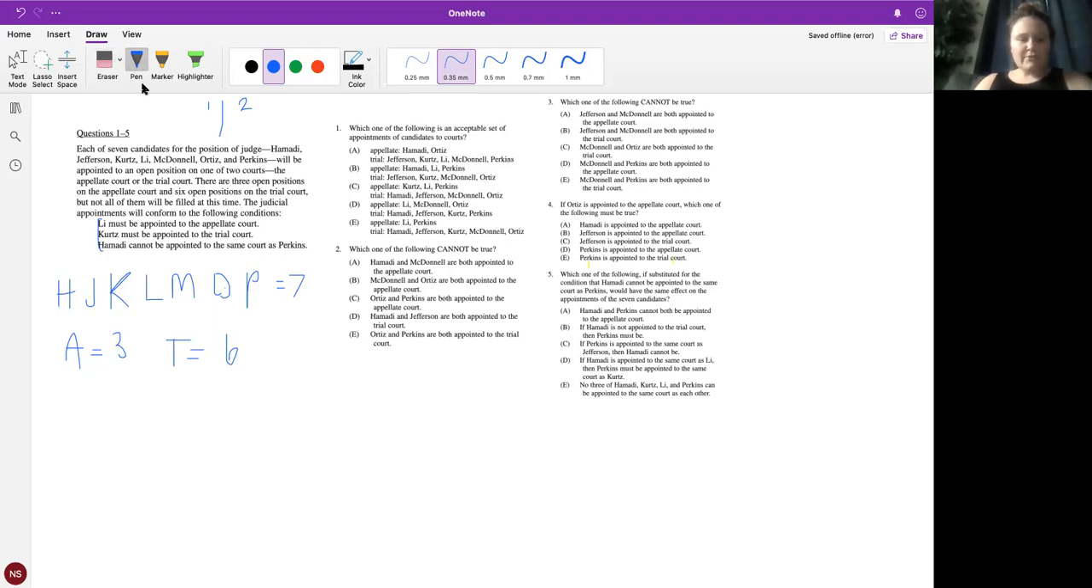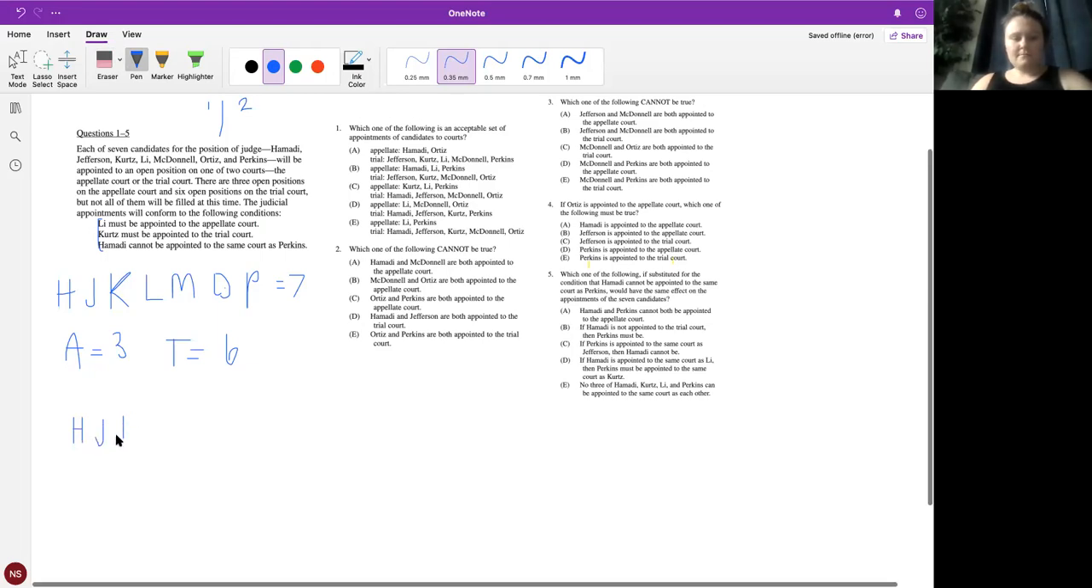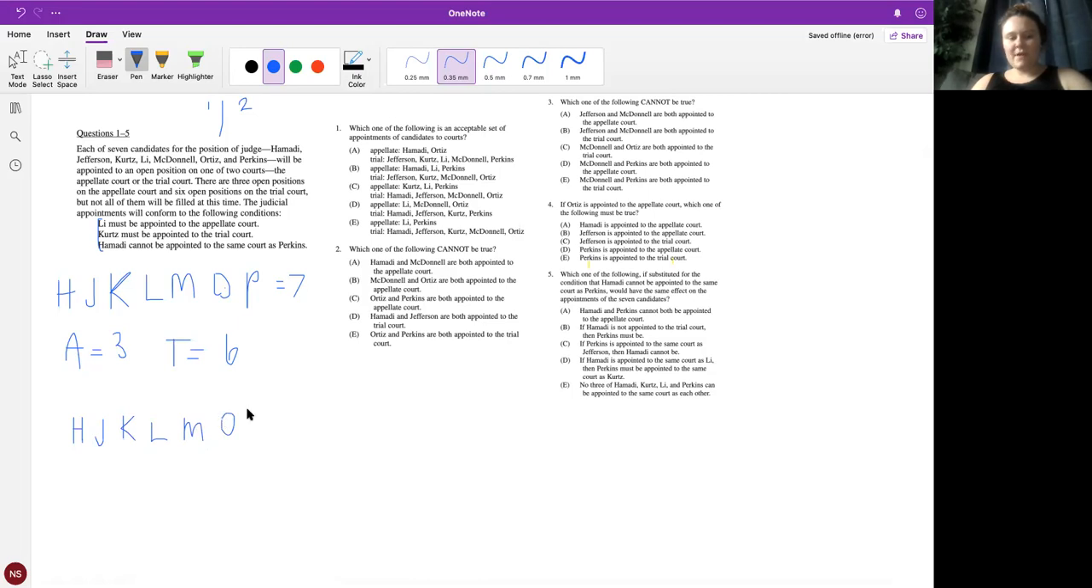All right, so what you do is you automatically write down all your variables right away. This is called the circle slash method. H, J, K, L, M, O, and P. Okay. And so when you read your rules, it says L must be appointed to the appellate court. So this is actually really easy.